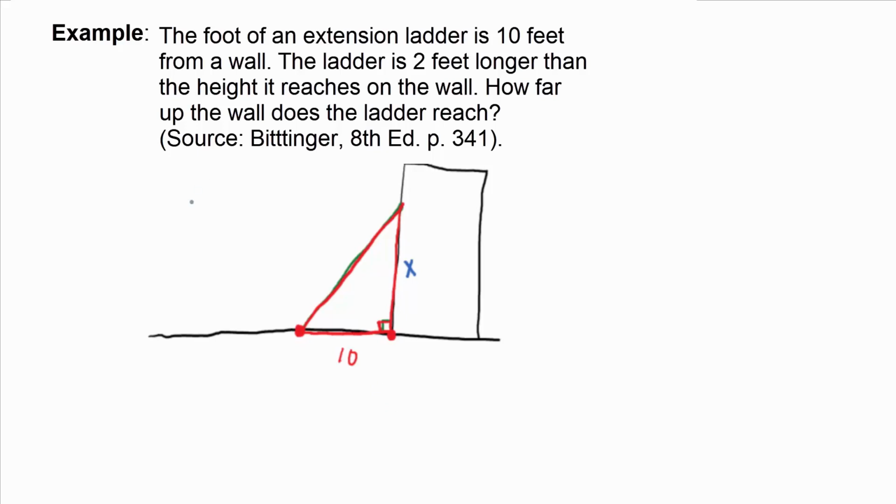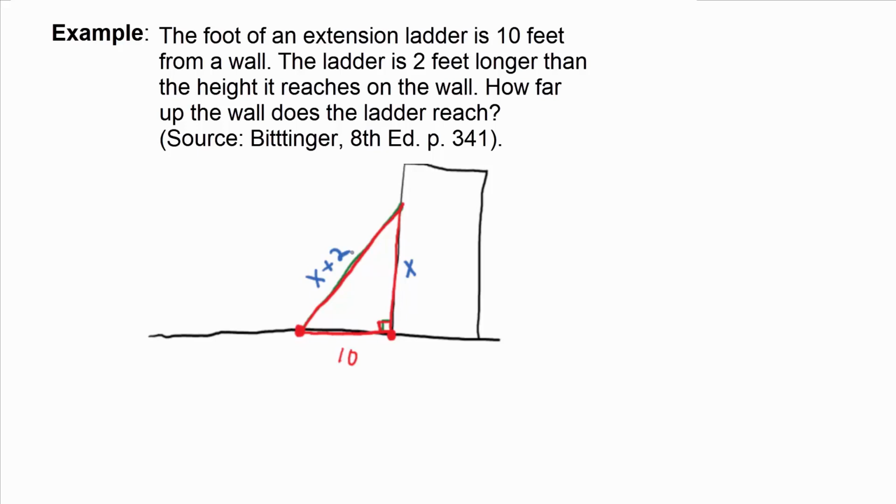Okay, and then we do have to figure out the length of the ladder in terms of x. So the ladder is 2 feet longer than the height that it reaches on the wall. So how could you put the length of the ladder in terms of x? So you used h, I used x. You could have used h here, that would have been fine. x plus 2 I'm going to use. Does everybody see that? Is that okay?